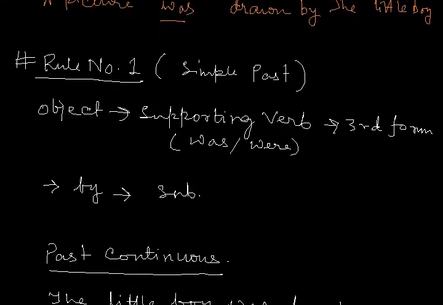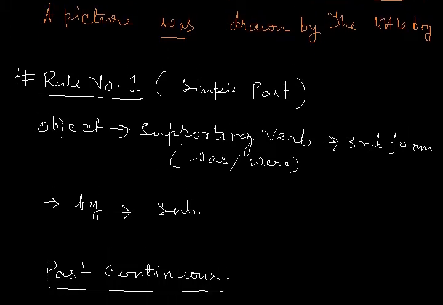Rule number 1 for simple past tense. Object, a picture. Here a picture is the object. Then supporting verb was or were. Here it's was. Then third form of the doing verb. Here goes drawn, by, and then the subject. This is the subject. So object, supporting verb, third form, by, subject.